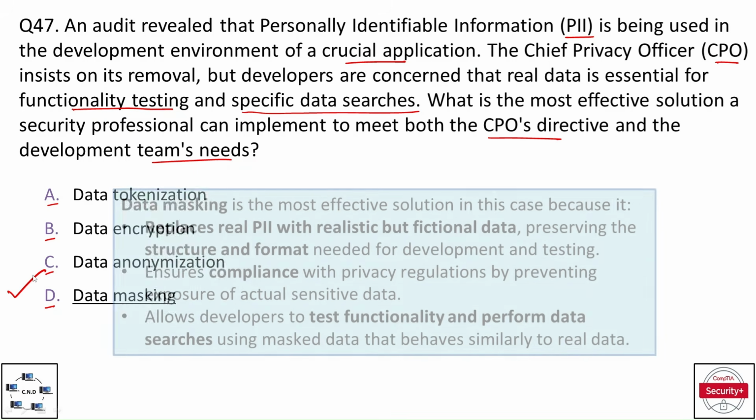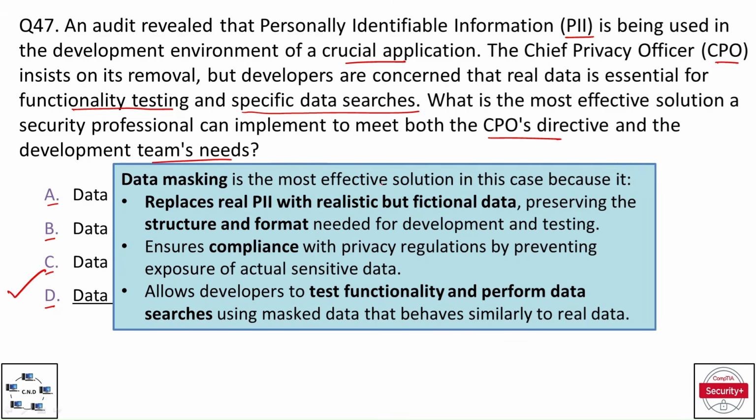option D, data masking. Data masking is the most effective solution in this case because it replaces the real personally identifiable information with realistic but fictional data, preserving the structure and format needed for development and testing. It ensures compliance with privacy regulations by preventing exposure of actual sensitive data, and it allows developers to test functionality and perform data searches using masked data that behaves similarly to real data.